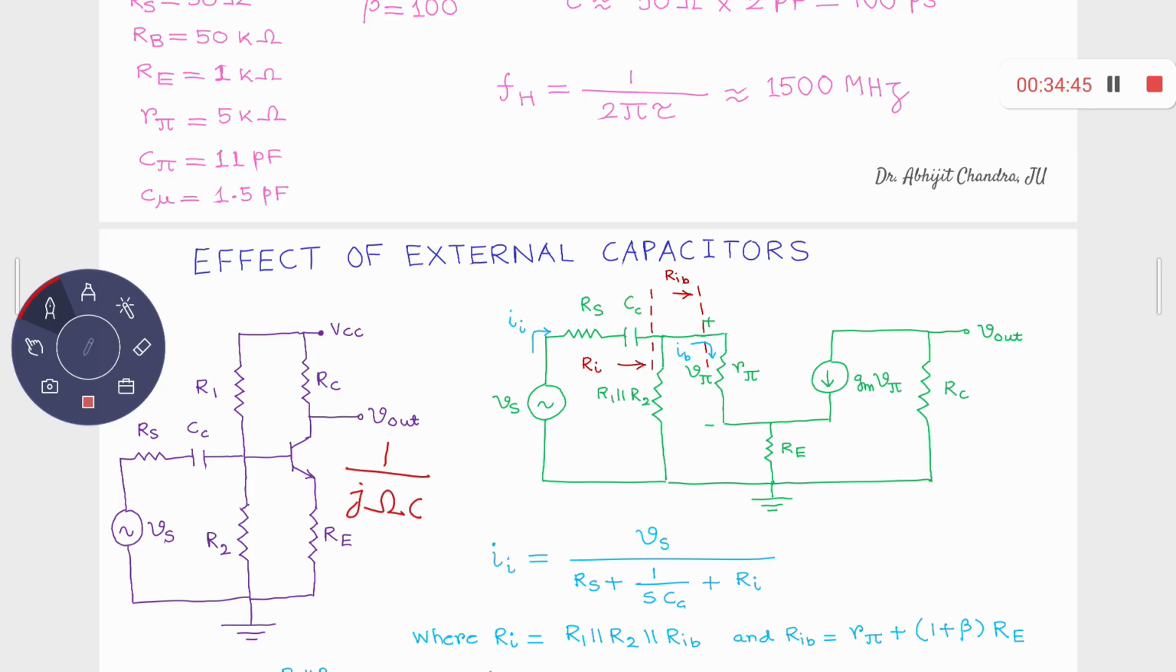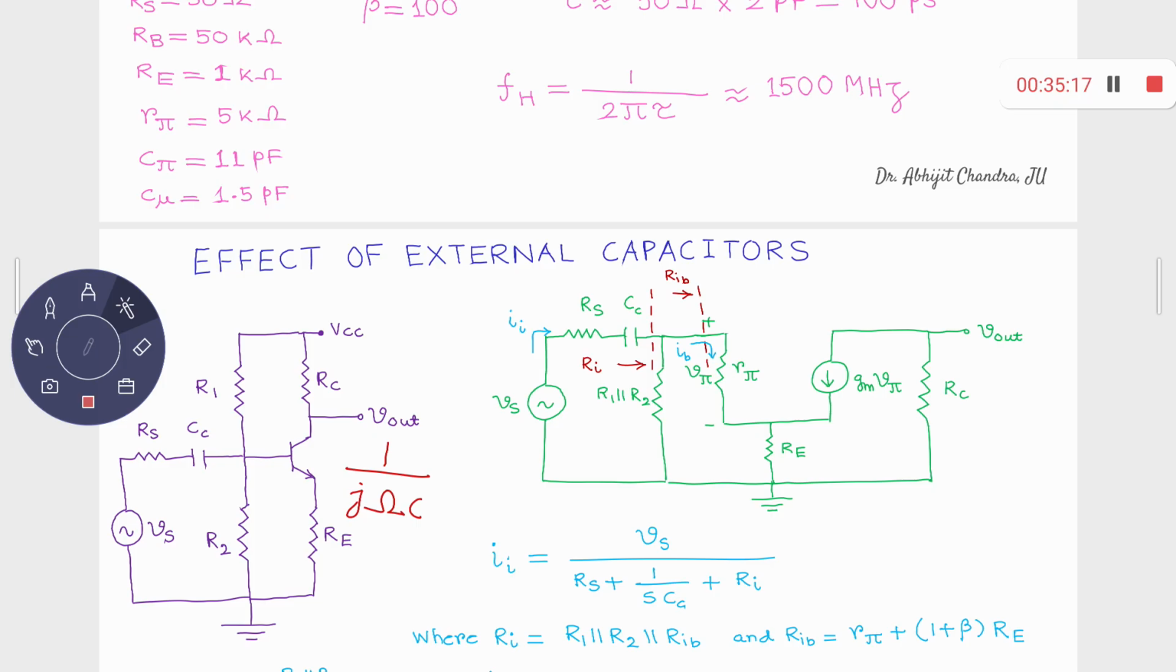Now whenever we observe the effect of those internal capacitors, your Cpi and Cmu, typically the frequency is very large, in the range of megahertz. So if this omega is very large, then this 1 by j omega C is very small. So if some capacitor is there in the series path, at those high frequencies in the range of megahertz, you can simply neglect those capacitors. So that's why we have just neglected these capacitors, like the coupling capacitors, in our previous analysis, right?